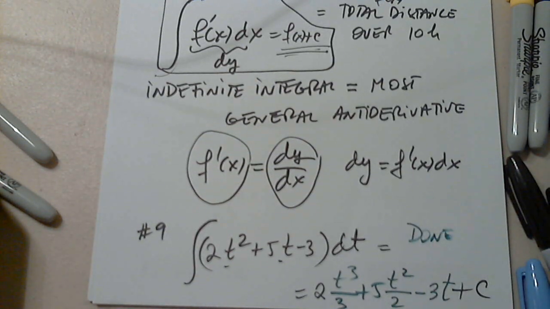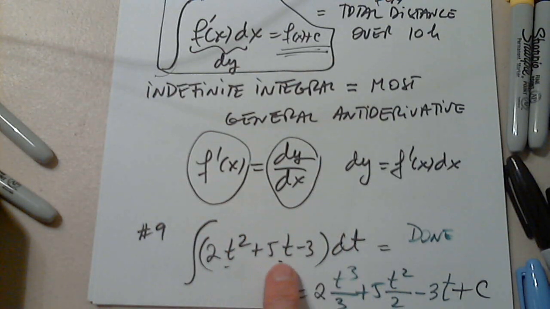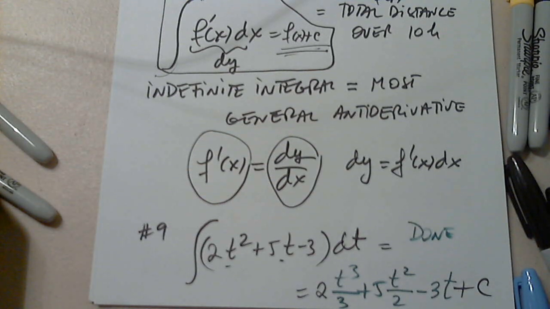Just a different notation. The indefinite integral of 2t squared plus 5t minus 3 dt is 2/3 t cubed plus 5/2 t squared minus 3t plus a constant C. That's it. We don't have to write anything else.